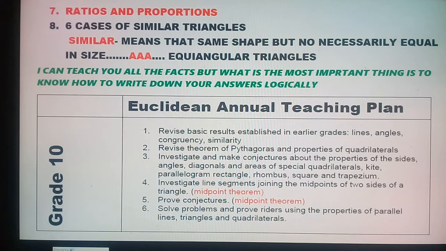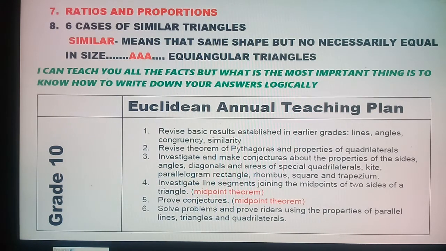And number 3, investigate and make conjectures about the properties of sides, angles, diagonals, areas of special quadrilaterals, called parallelogram, rectangle, rhombus, square, and trapezium. You have to know those properties of quadrilaterals in grade 10. Okay, number 4, we have to know the midpoint theorem. And number 5, you have to be able to apply that midpoint theorem. And the last one, solve problems and prove riders using properties of parallel lines, triangles, and quadrilaterals.